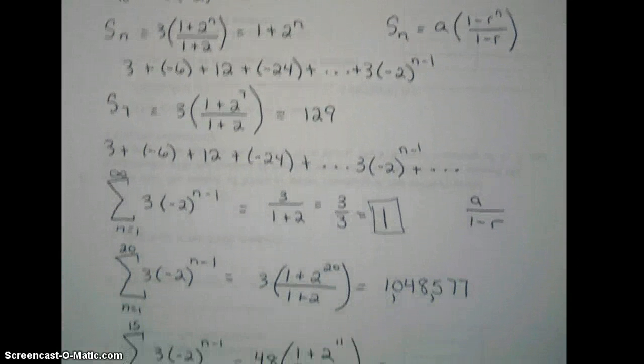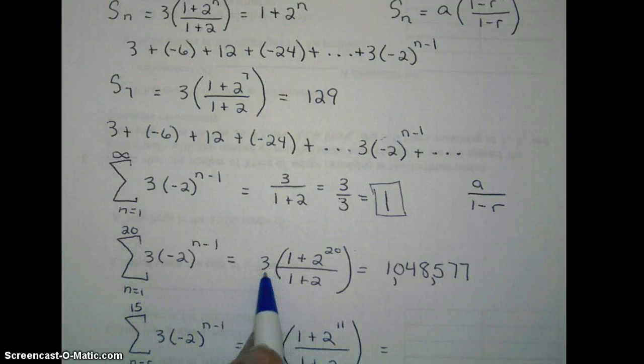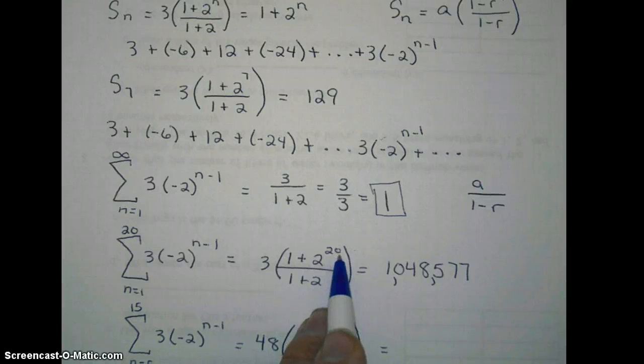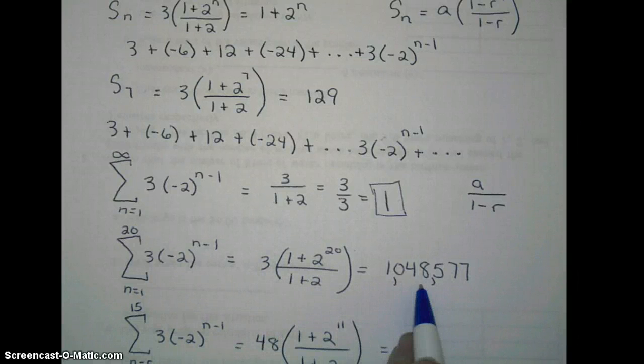Interesting. Okay, next one. So let's say we want to just sum the first 20 terms, starting at 1, first term, and going to the 20th term. So again, here's our rule. Here's our formula. So first term, 1 plus 2, we got 20 terms here, and then divide by 1 plus 2, put it in your calculator, and the sum of the first 20 terms is 1,048,577.